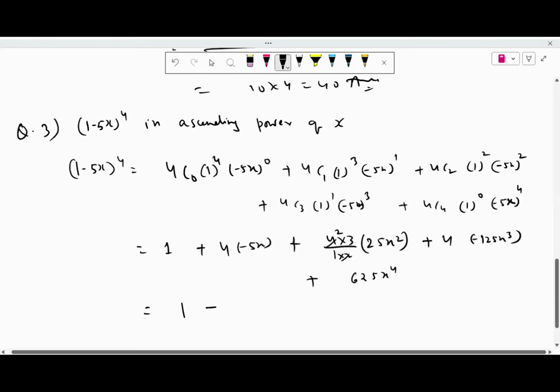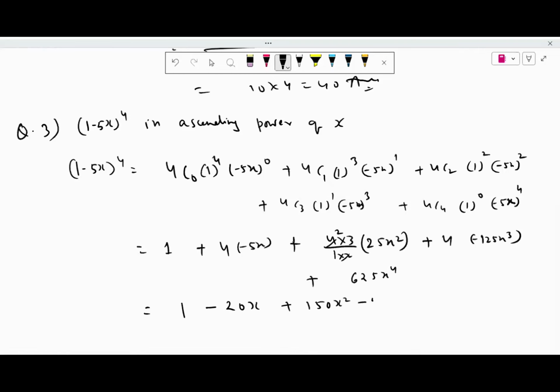Now we can rewrite the whole thing: 1 minus 20x plus 6 times 25, which is 150x square, minus 500x cube, plus 625x to the power 4. This is in ascending power of x. We got the answer in order. The answer is given below the question: 1 minus 20x plus 150x square minus 500x cube plus 625x to the power 4. So the answer is correct.